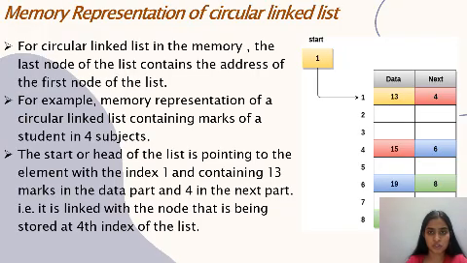Memory representation of circular linked list. For a circular linked list, in the memory, the last node of the list contains the address of the first node of the list. For example, a list containing marks of a student in 4 subjects. The start of the list is pointing to the element with the index 1 and containing 13 marks in the data part and 4 in the next part. That is, it is linked with the node that is stored at the 4th index of the list.